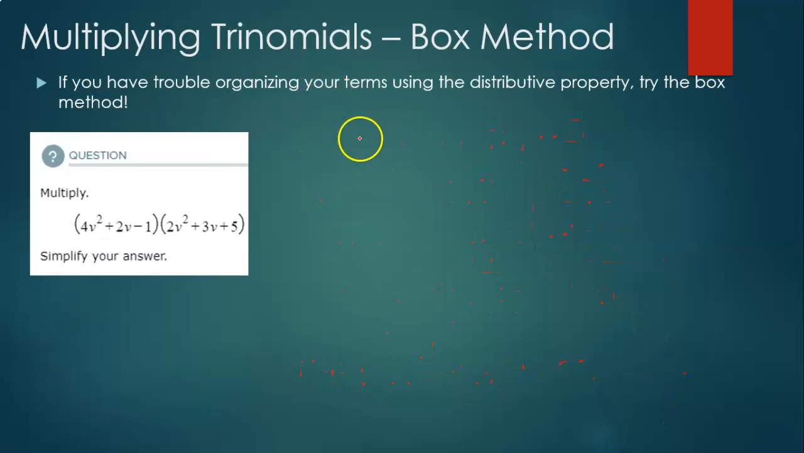All right, let's try one together on this one. I'm going to set it up for you, and then you try the multiplying on your own. So along the top should be 4v squared plus 2v minus 1. Along the side should be 2v squared plus 3v plus 5. We're going to draw our box here, make some rows, make some columns. All right, you see if you can fill in your boxes now. Go ahead and do that now.